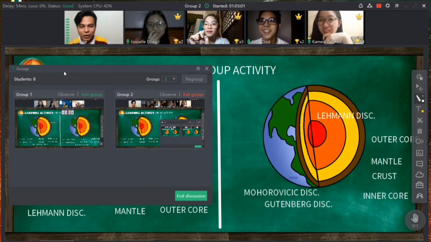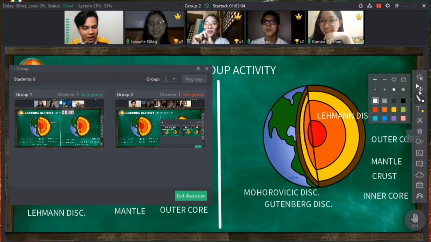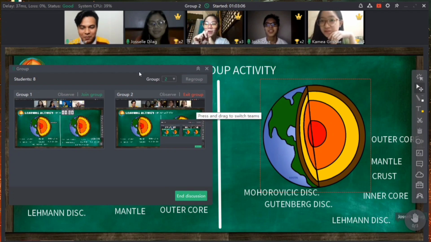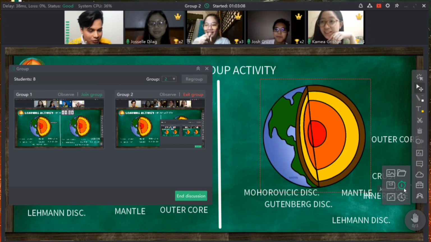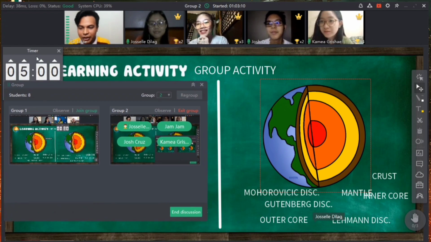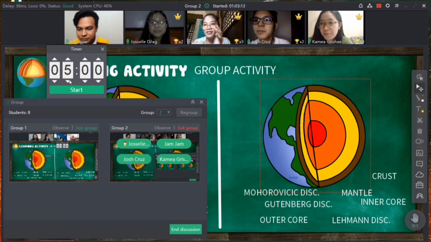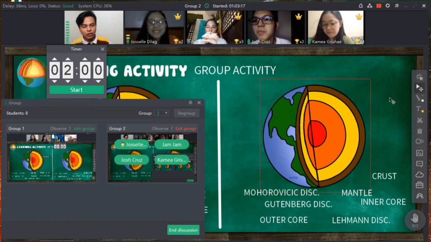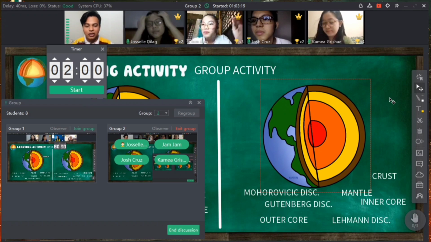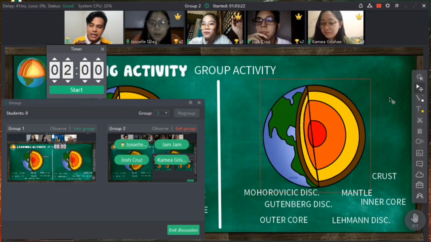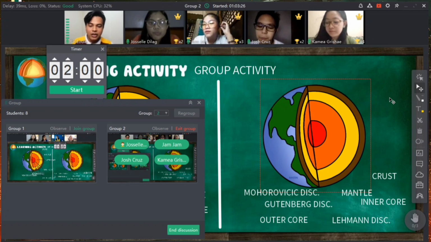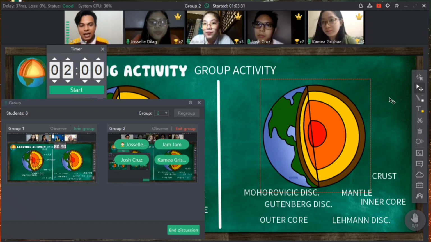Okay, so for group number 2, you will be working with the image on the right. I will be giving you 2 minutes for this activity. I just want you to label the image on the right, so you can move the words and draw lines to properly label the layers of the Earth's interior. Again, I will be giving you 2 minutes and your time starts now.